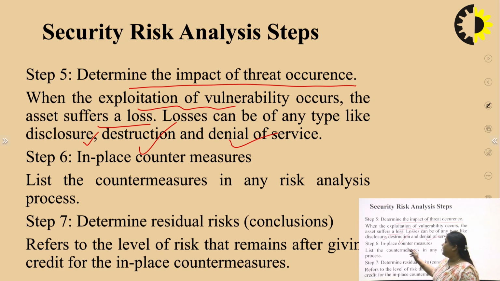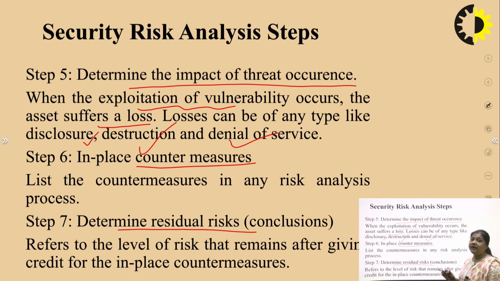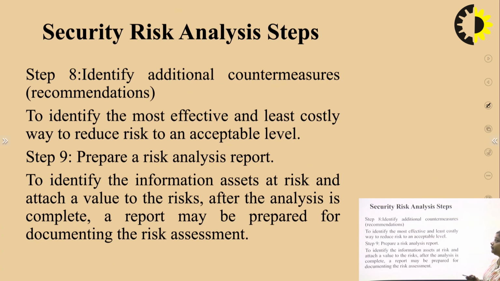Now next one is the in-place countermeasures. All the countermeasures that can be implemented in the risk analysis process should be listed out. Now step 7 is to determine residual risk, meaning conclusions. This refers to the level of risk that remains after giving credit for the in-place countermeasures. So after listing all the countermeasures, it is important to take care of all the residual risk also.